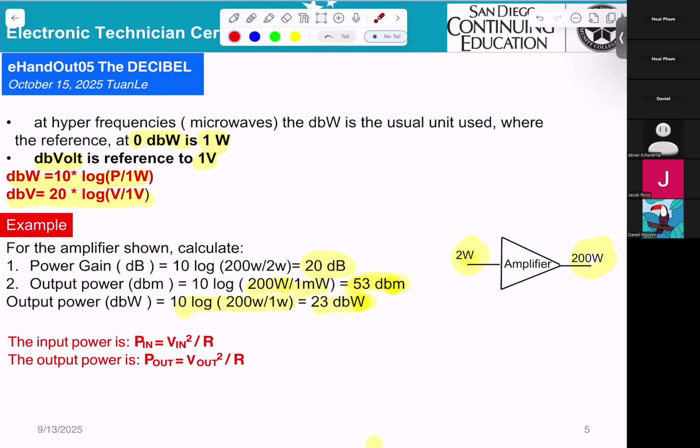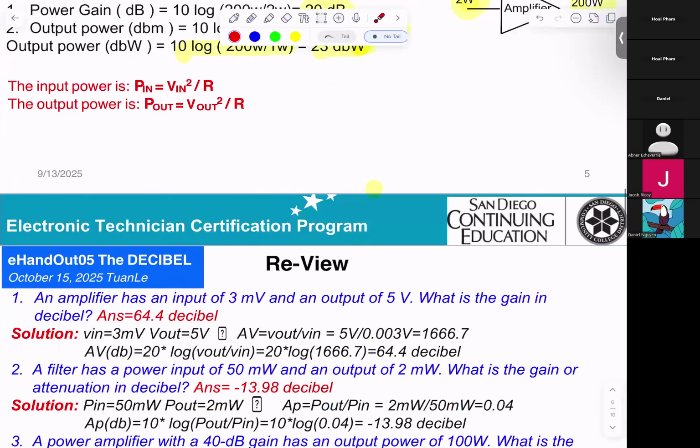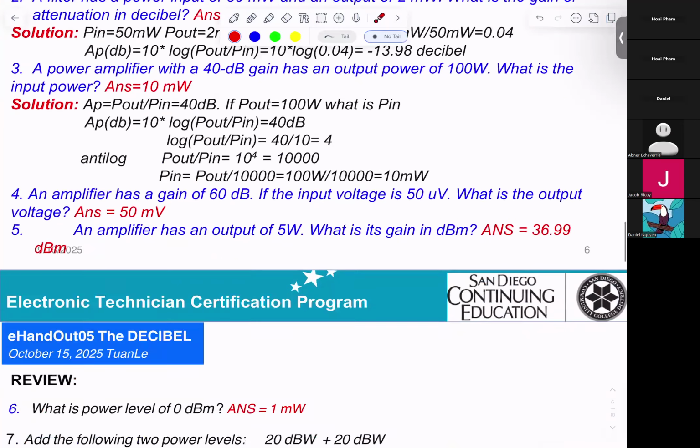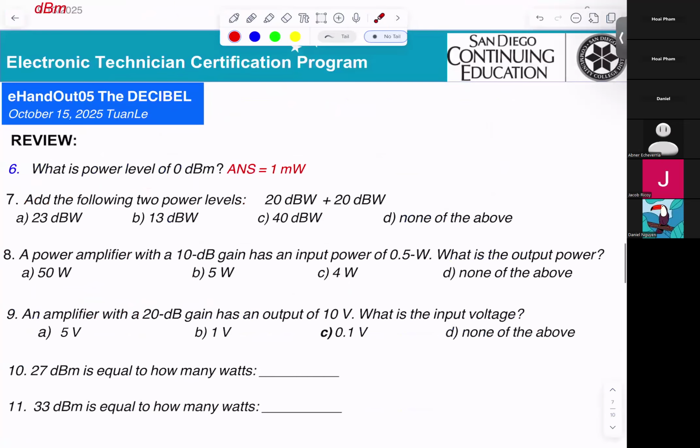So, the input power P in equals V in squared divided by R. And the output power P out equals V out squared divided by R. Okay? Just a formula. And this one here is just a review. You get the time, you try to see if you can do it or not. And it is also just a review.